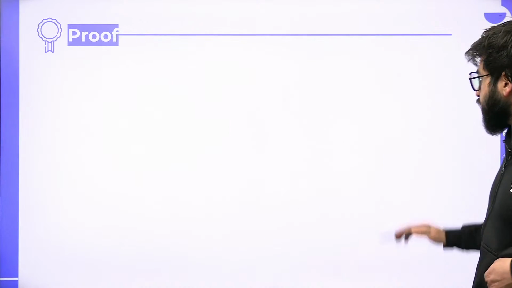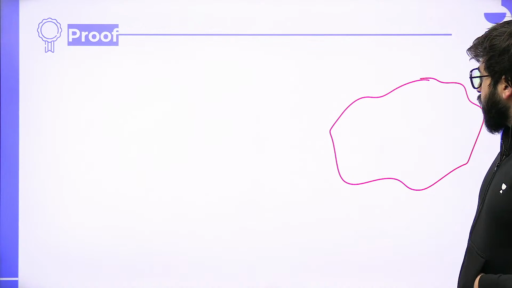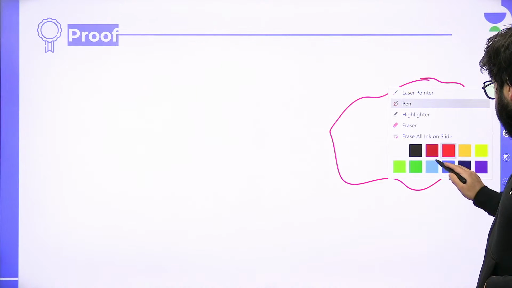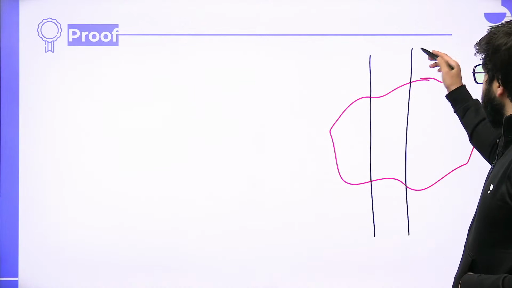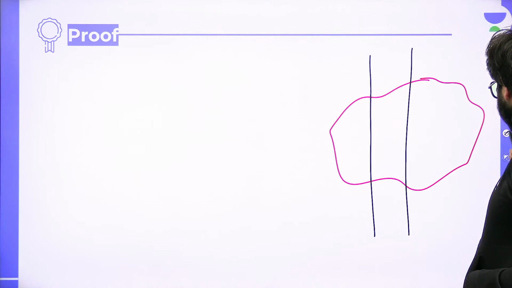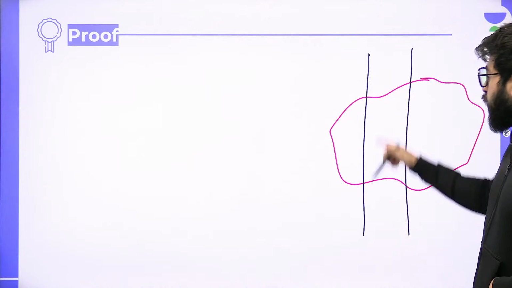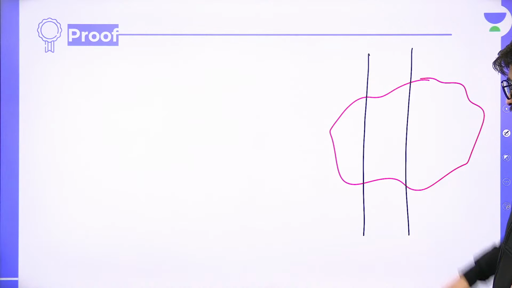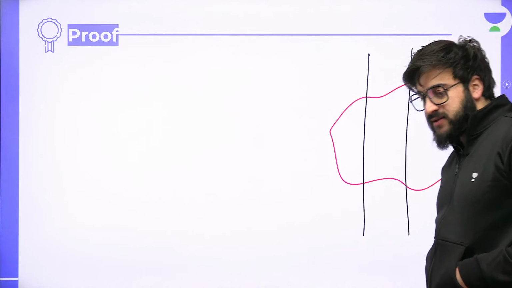Okay, let me just give you the proof. Say, for example, this is an axis which is passing through its center of mass, and this is another axis. This is C. This is the axis about which I'm supposed to find the moment of inertia. We are supposed to find the moment of inertia about this axis. Understand? Keep that in your mind.